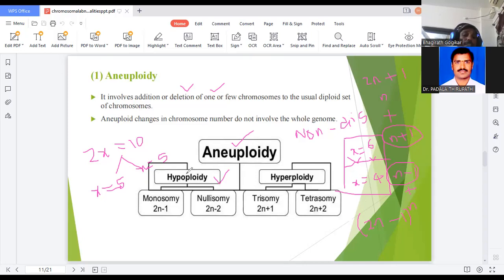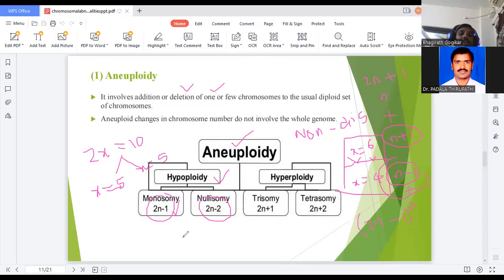Hypoploidy status arises due to this type of combination. When an n-1 gamete combines with a normal gamete, we get the hypoploidy condition. If one chromosome is lost, that is nothing but monosomic. 2n-1 is called the monosomic condition. If two chromosomes are lost, 2n-2, that is, a complete set of chromosomes is absent in the organism, that is nullisomic. It is very important.